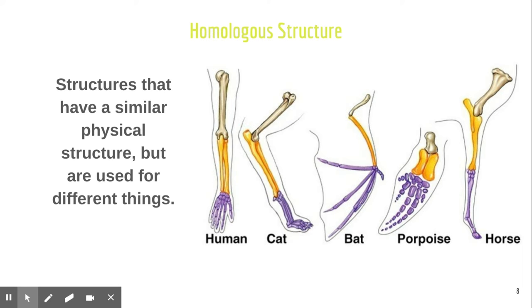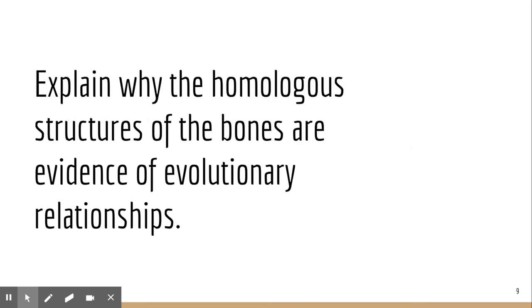Overall, a homologous structure is defined as a structure that has a similar physical structure. All right, so the bones that we colored and looked at all were in about the same area. Even though they're different sizes, they have the same structure, and they're used for different things, as you just identified in the last slide. I want you to explain why the homologous structures of the bones are evidence of evolutionary relationships.